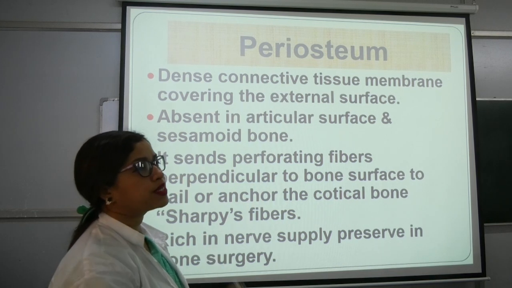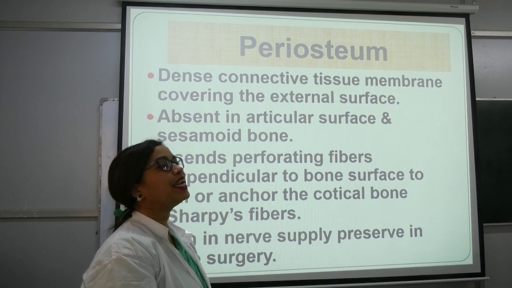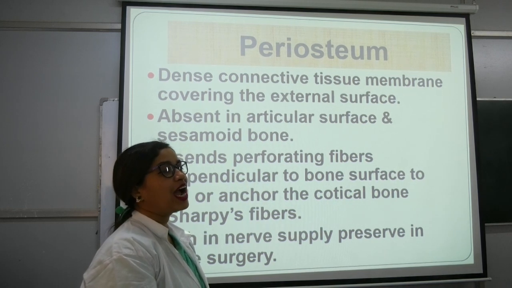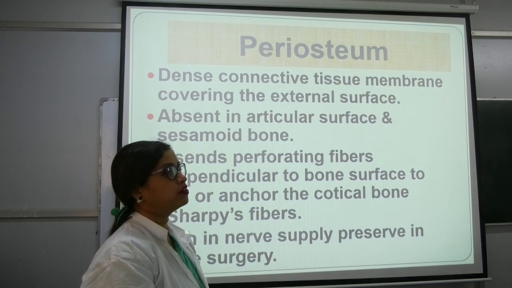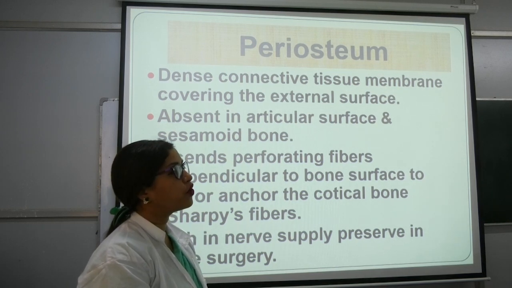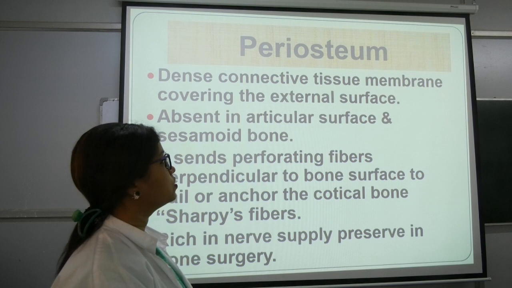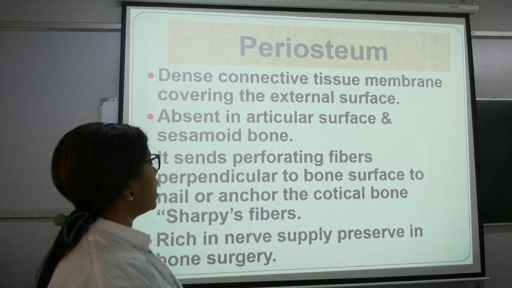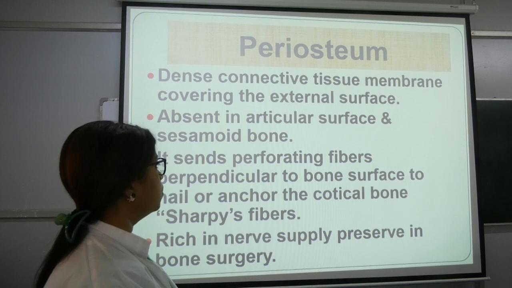So where is it absent? Don't see the slide answer. Where is it absent? Articular surface and another bone, that is sesamoid bone. Sesamoid bone is devoid of periosteum. It is one of the characteristics. So it is absent in articular surface and also sesamoid bone.